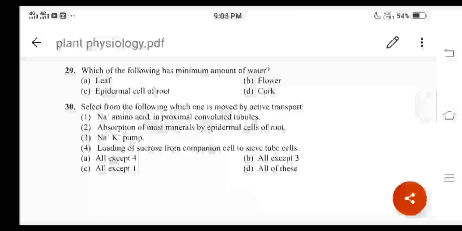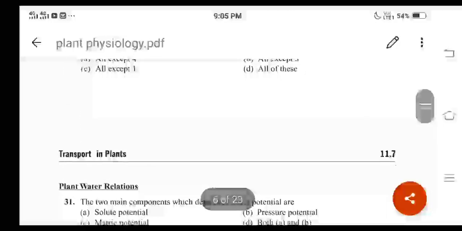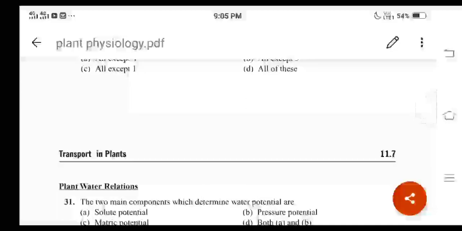Okay, I'll stop here and let us discuss the other multiple choice questions related to one more concept, the other concept. What is that one? Plant water relations, and in that mainly the water potential concept, right? I will stop here.